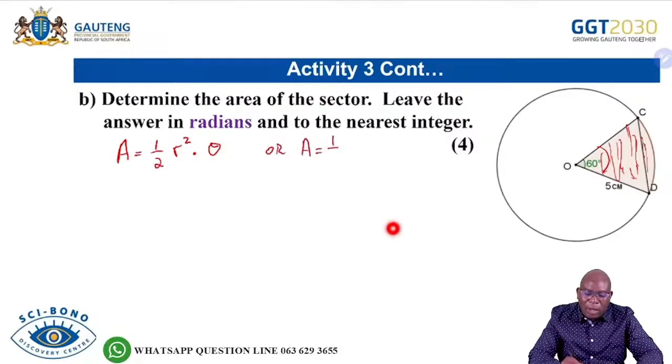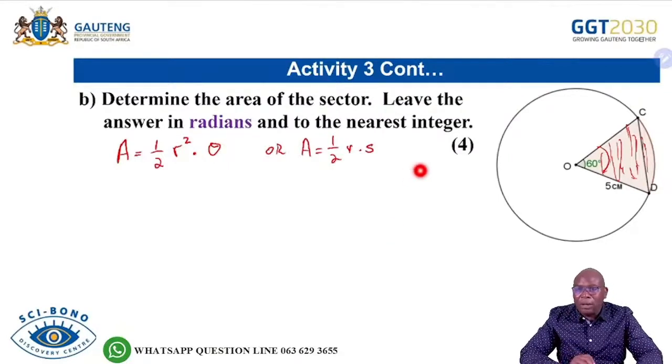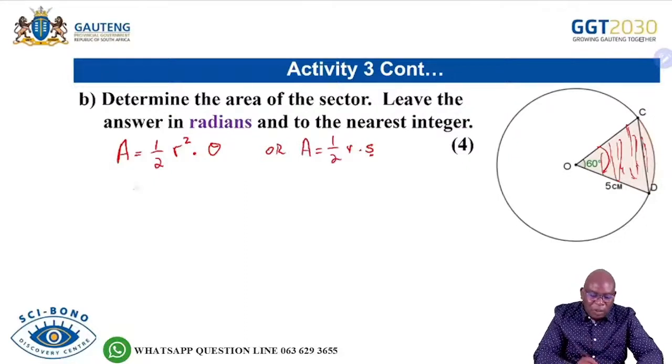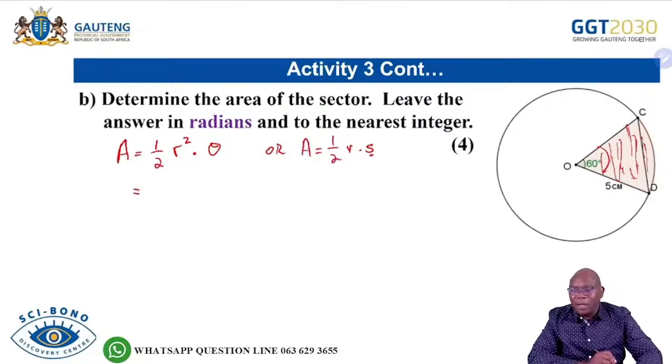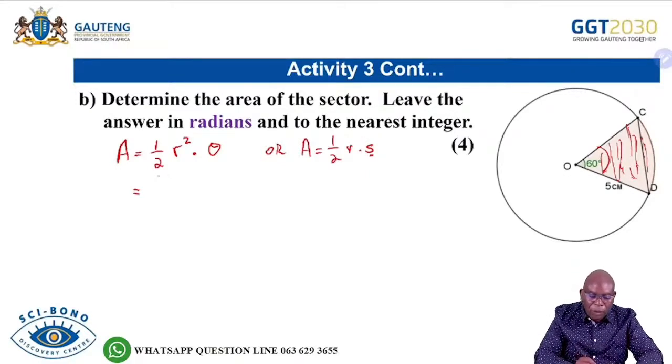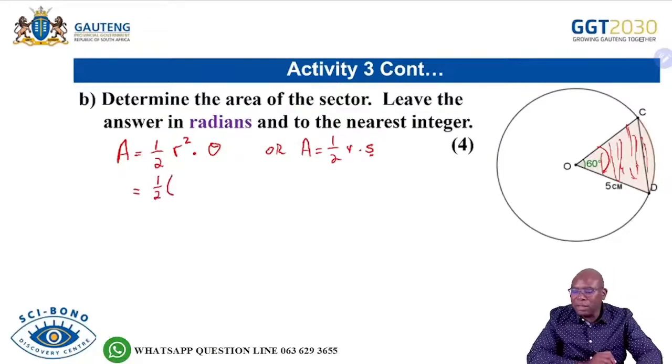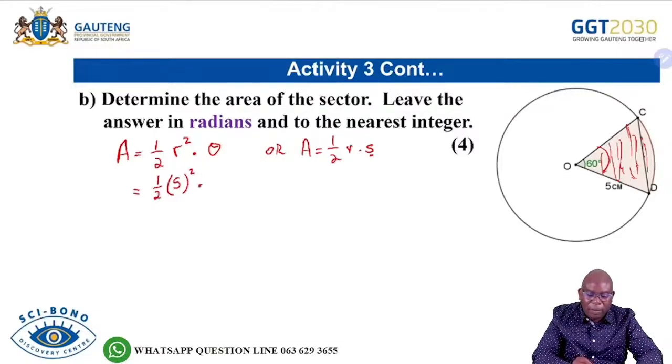Still, you can use the formula A equals half of r multiplied by s. But with this formula, if my s is wrong, then the whole other part is going to be wrong. So to be safe, let's use the formula with values given. So I'm going to have half, and the radius is 5, so 5 squared, multiplied by the angle. The angle is given. Remember, I must change the angle to radians, which is pi over 180 degrees.